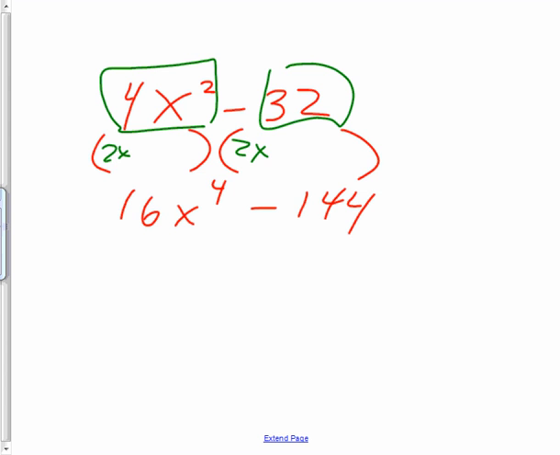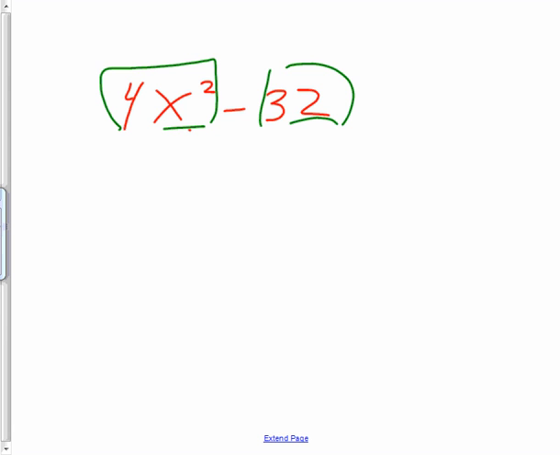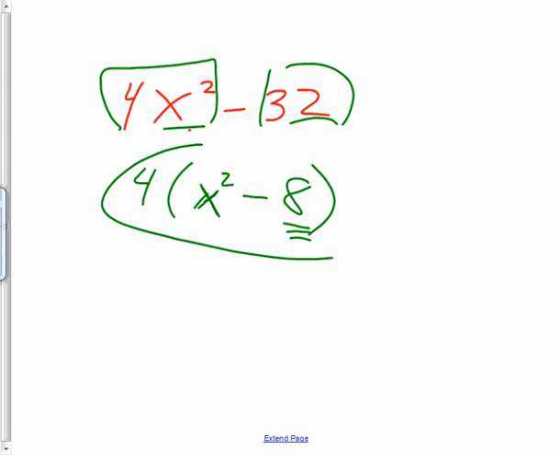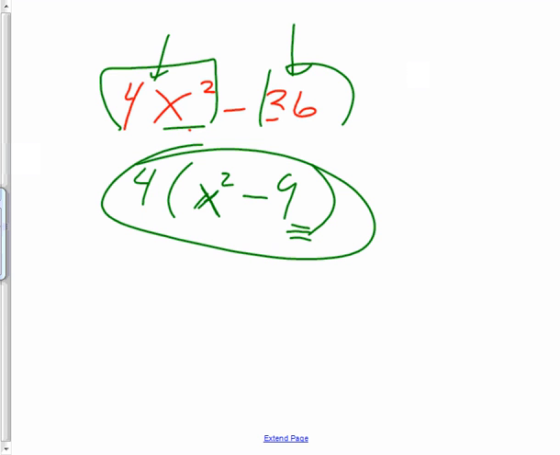All right, so if we take a 4 out of it, then we'll have 4 going into both of them. Means you got 4 times x squared minus 8. Is that a perfect square? Nope. So then you'd be done. You have factored it as far as you can. But most of the time, this will be like 36. And then when you take a 4 out, it'll be x squared minus 9. Now it is, because I just changed this to a perfect square and that to a perfect square.